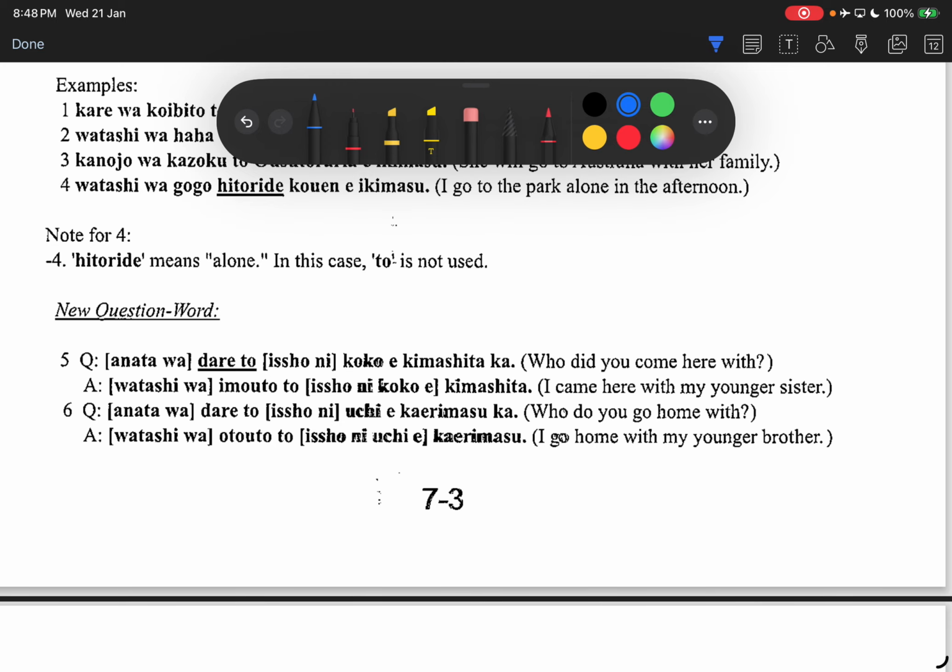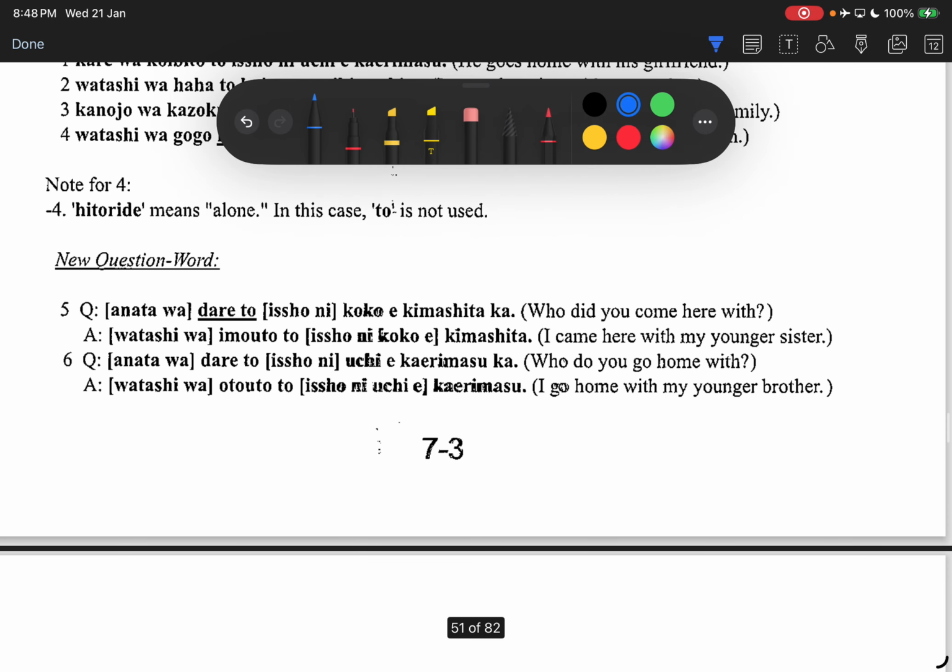I came with sister. Okay, so the sentence structure is a bit opposite. English is like I came with sister. With sister I came. You say 妹と来ました, means what? With sister I came.